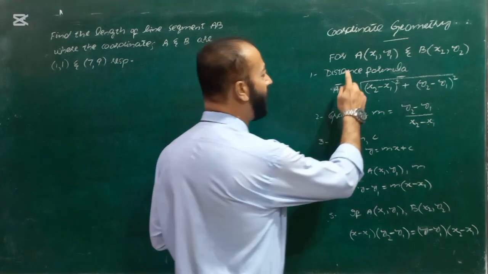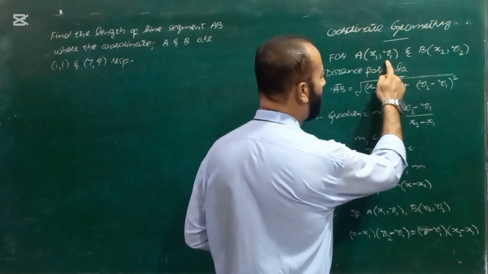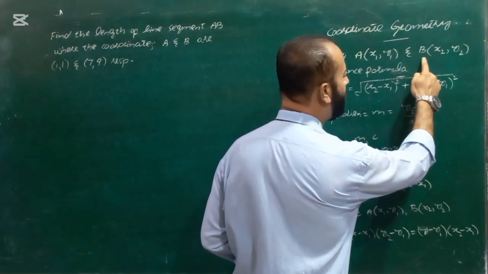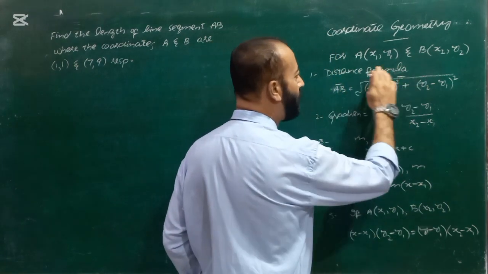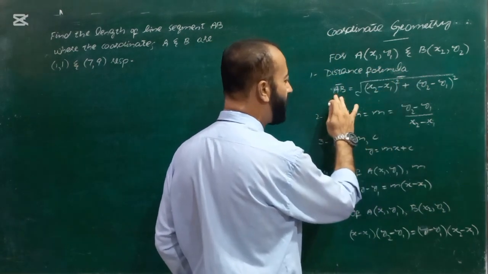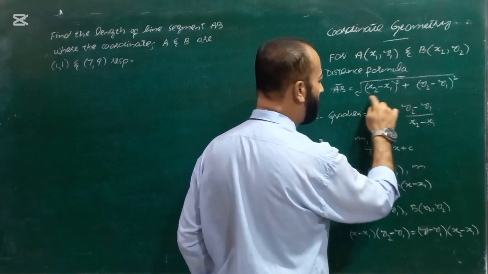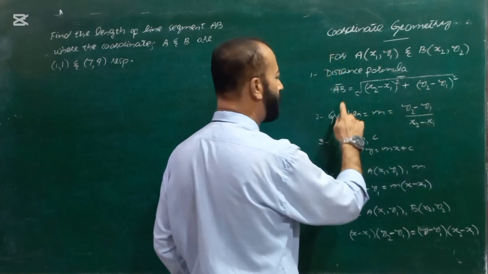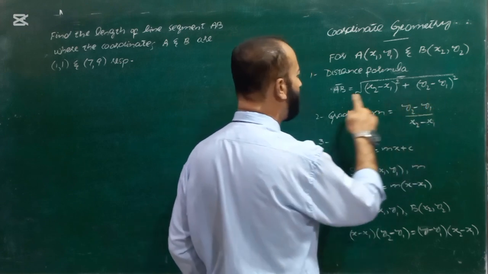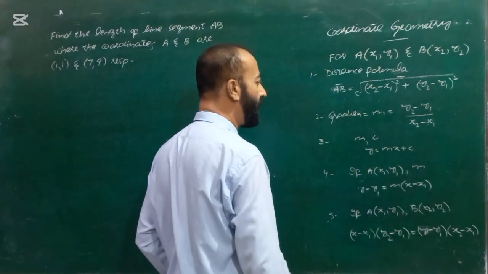For 2 points, A (x1, y1) and B (x2, y2), the distance formula is: AB distance is equal to the square root of (x2 minus x1) whole square plus (y2 minus y1) whole square. So this is the formula that will be used for finding the distance between the 2 points.